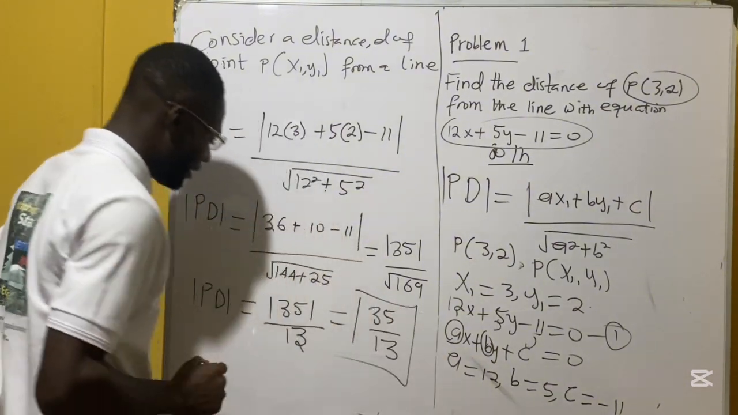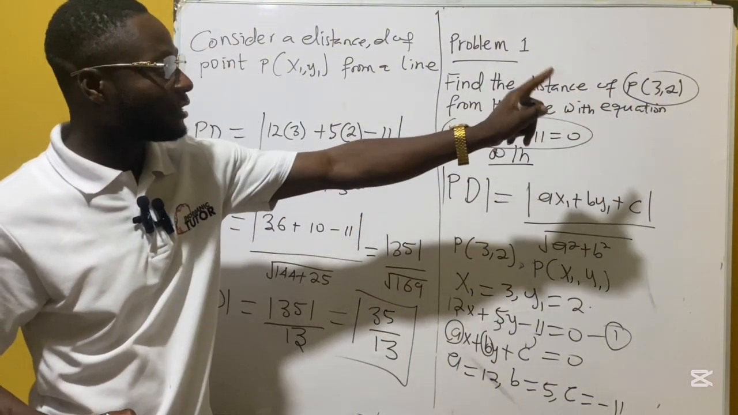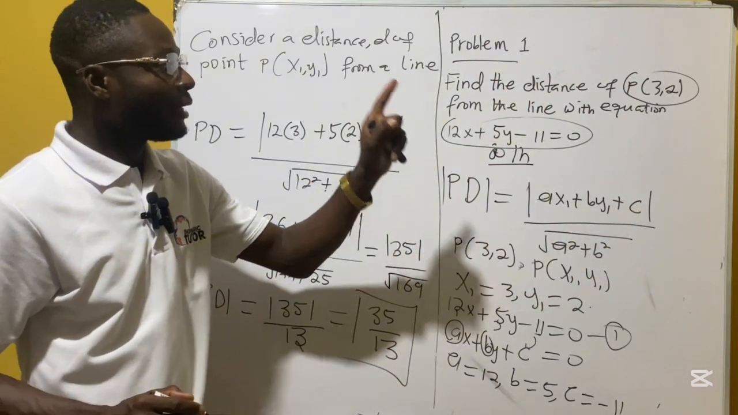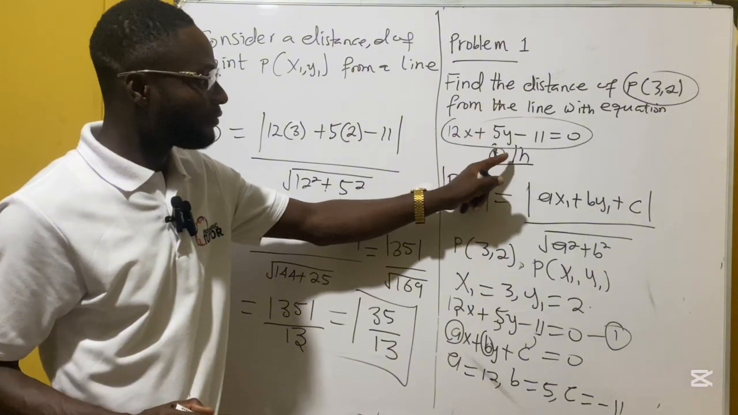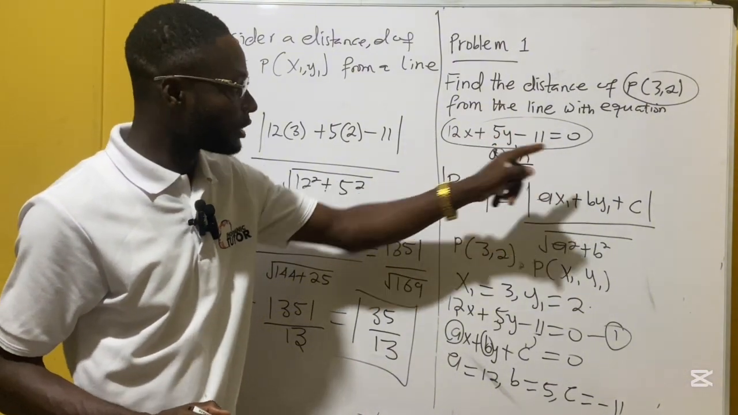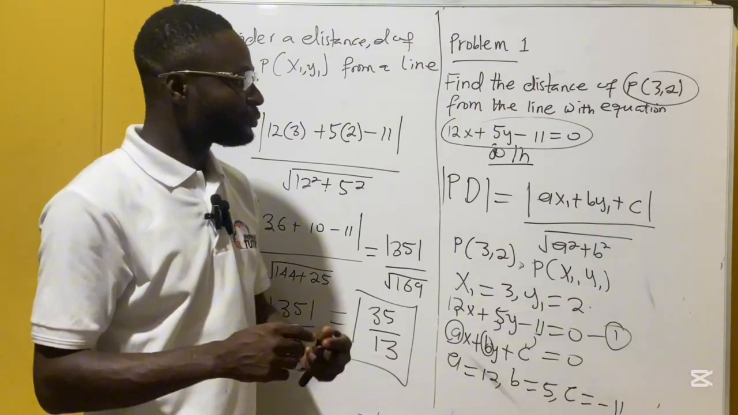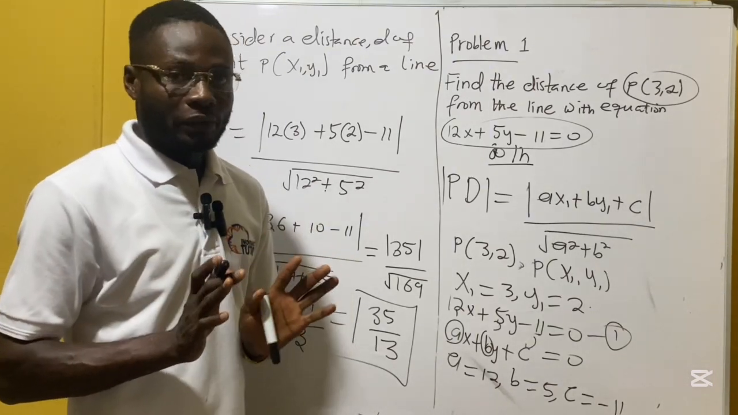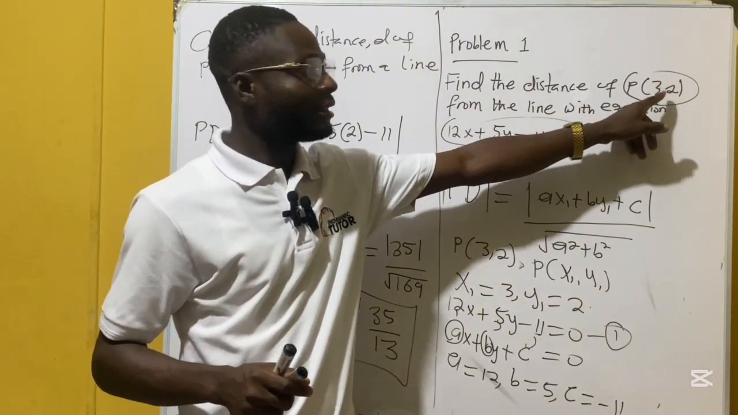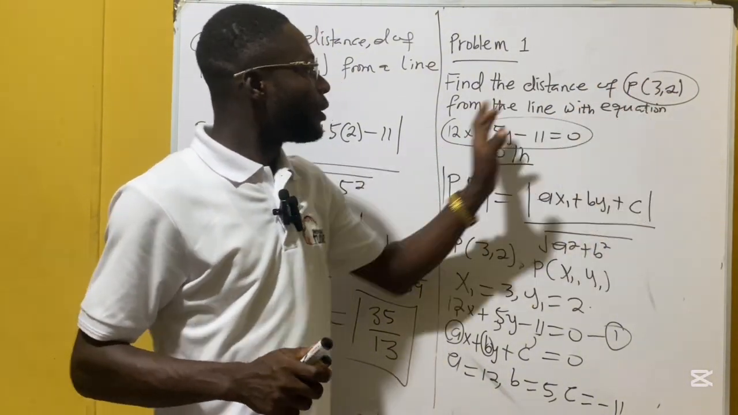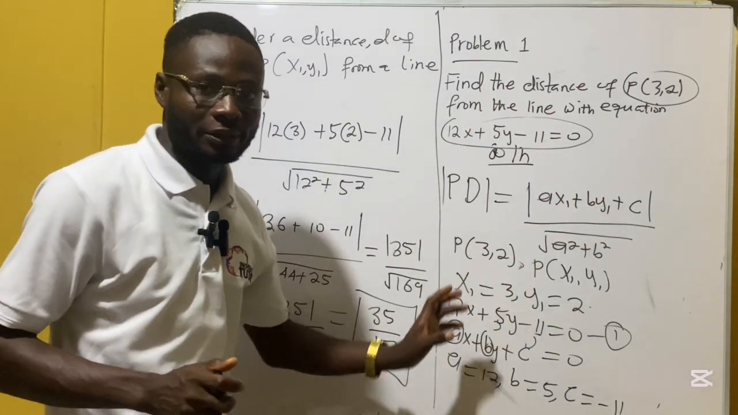And this becomes the distance of P with coordinate (3, 2) from the line with equation 12x plus 5y minus 11 equals 0. That is what we have here. So that is basically the process. When you're given a point with any coordinate that you know, and the equation of the line, then this is the process that you go through.